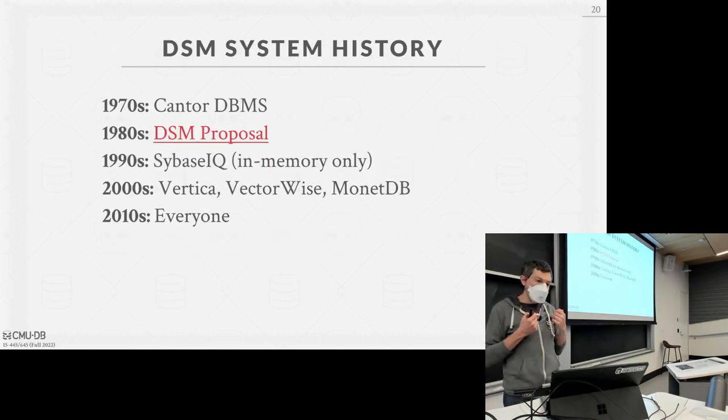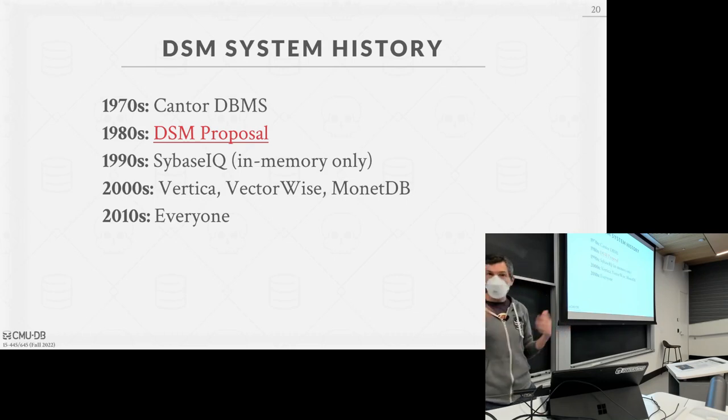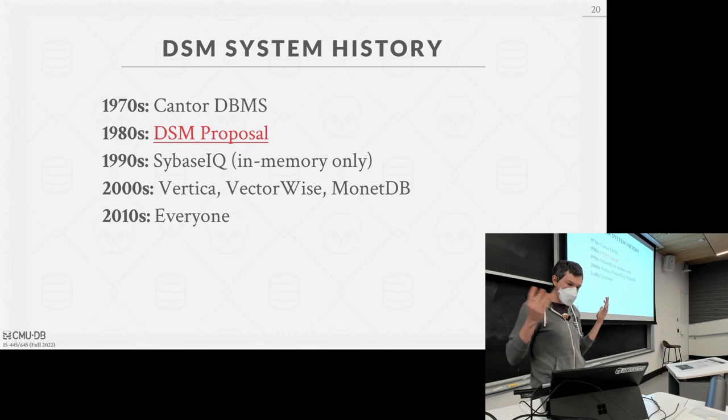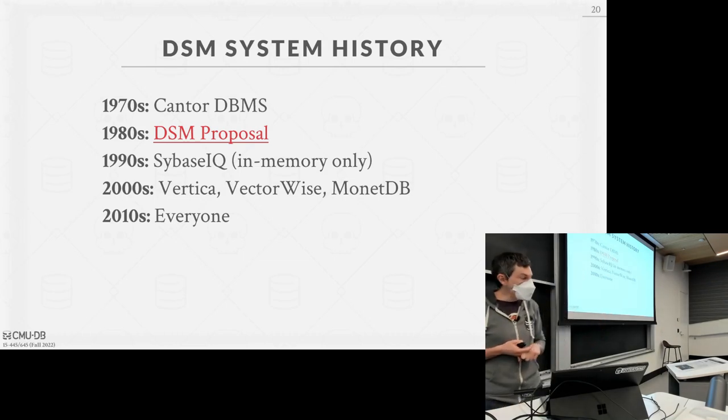So this idea is not new. Like many things in databases, it goes back to the 1970s, but then nobody did it for 30, 40 years later. The earliest system that used this column store approach was called Cantor. It was more or less like a file system that looked like a database, built by the Swedish Defense Systems in the 70s. So there are remnants of it in the literature, but I don't think anybody even runs it still today. In the 1980s, they finally came out with the theoretical side of what the DSM, the column store approach, would look like.